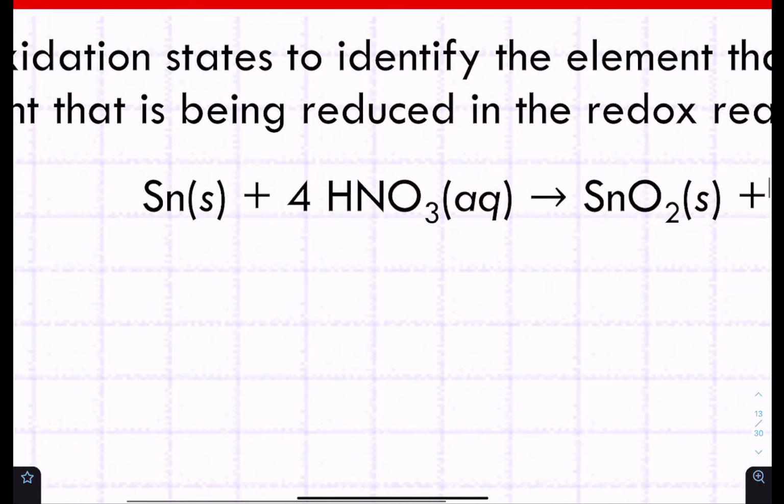So for tin, Sn, what's the oxidation state? 0. An element by itself is 0. What about in nitric acid?